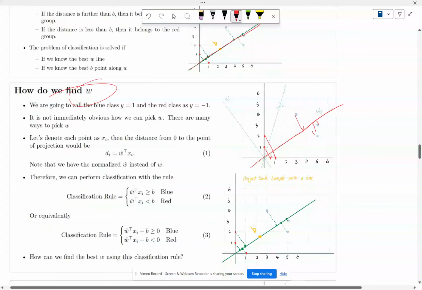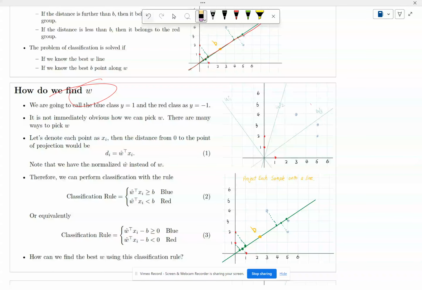So how do we then go about finding this W vector if it can point essentially any direction? Well, it's not immediately obvious how we can pick W. There are many, many ways, right? So first, let's denote each point. I'm going to denote each point as xi. So x1, x2, x3, x4. The points, I'm just going to give them a name, x1 to 4.